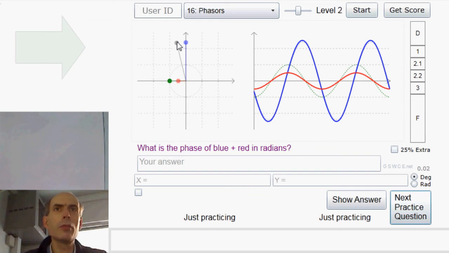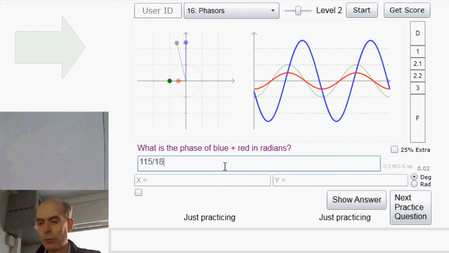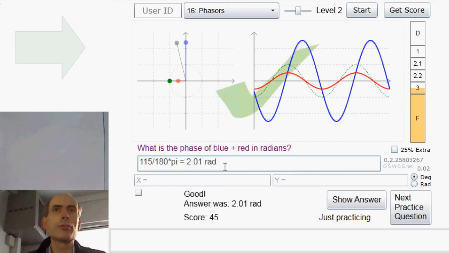Well, the phase of that is, I'd say, around about 115 degrees perhaps. But note that it's asking me for the result in radians, so 115 divided by 180 times pi should be close enough. And it is. Good. Right, see if we can find a different type.